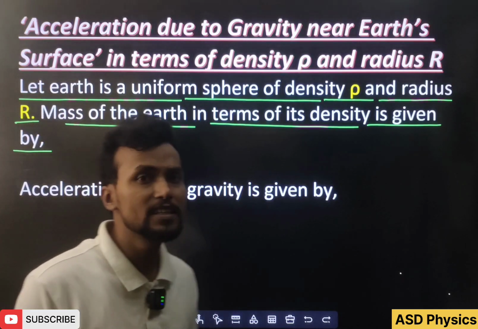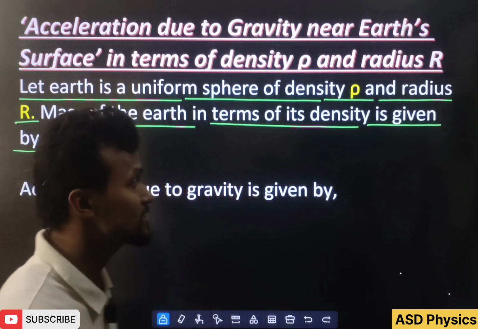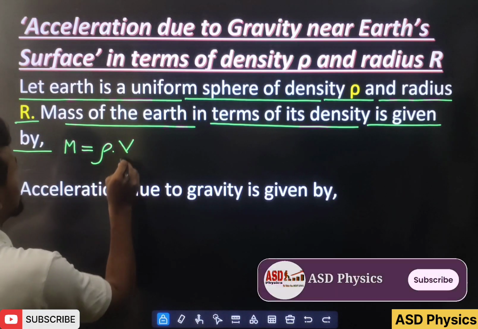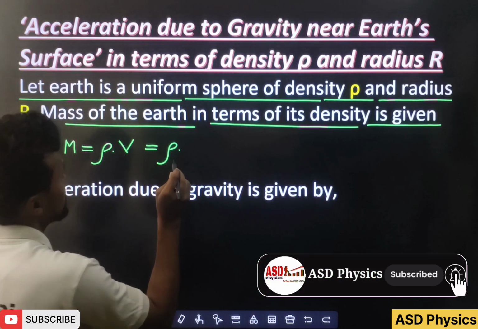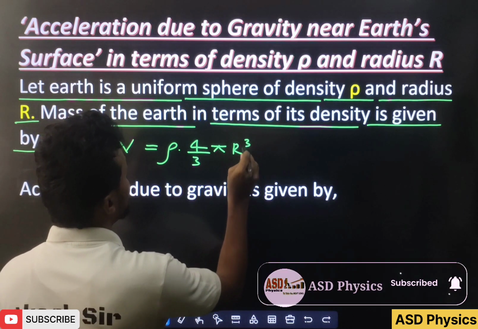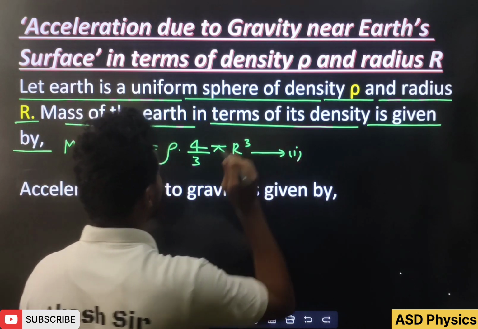Now, the mass of the Earth in terms of its density: you know very well, density equals mass by volume. So mass means density into volume. What is the volume? For a perfect sphere, we can write 4 by 3 pi r cube. So mass equals density times 4 by 3 pi r cube. This is equation 1.